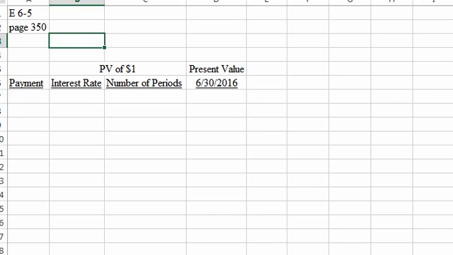It says the Field Detergent Company sold merchandise to the Able Company on June 30th, 2016. Payment was made in the form of a non-interest-bearing note requiring Able to pay $85,000 2 years later on June 30th, 2018. They go on to say, assume that a 10% interest rate properly reflects the time value of money in this situation. Okay, you guys, they called this a non-interest-bearing note.